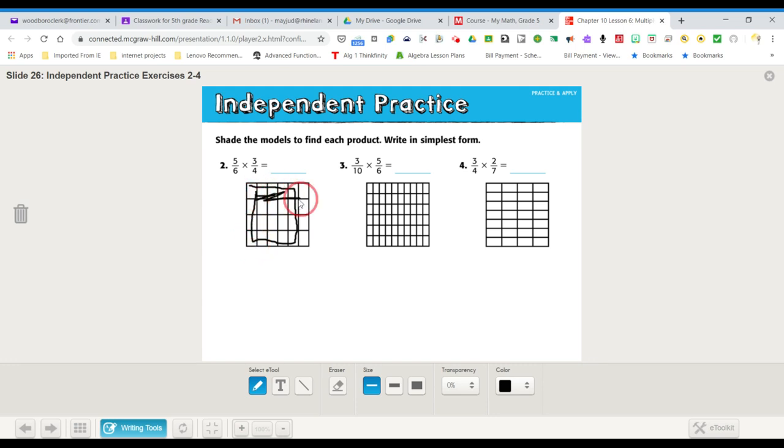And all of these would get shaded in. 5/6 of them get shaded in. So all of this gets shaded in. And then it says 3 out of 4 or 3/4 of the rows. So I'm just going to change my color here and change it to blue. And I'm going to shade in 3 out of 4 rows.